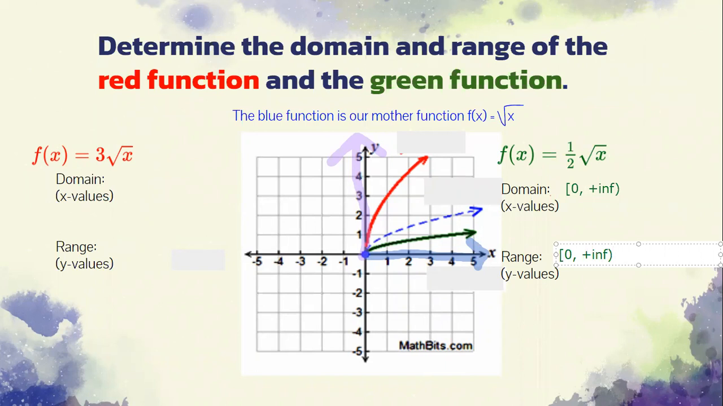And our locator point, as a matter of fact, for the green function is at 0, comma 0. I wanted that to be in green, gosh darn it. 0, comma 0.